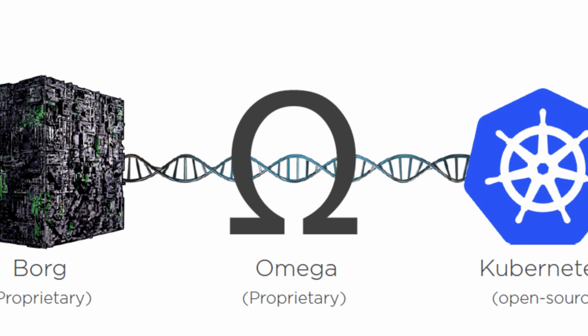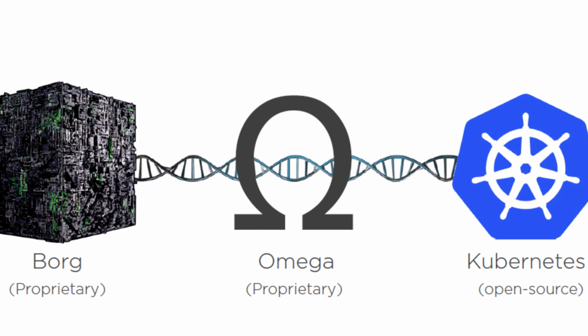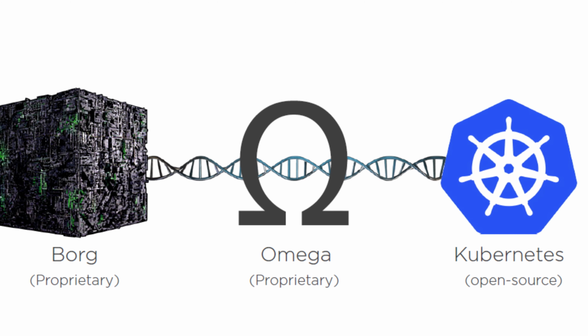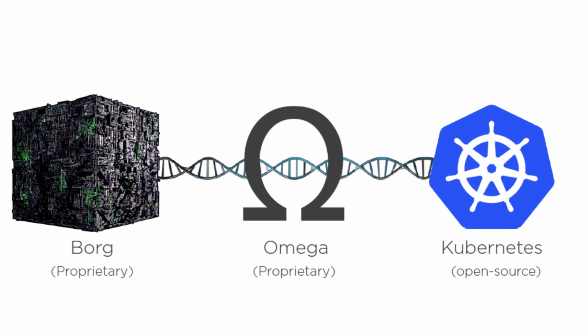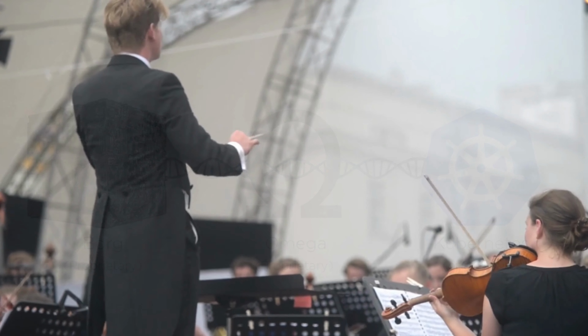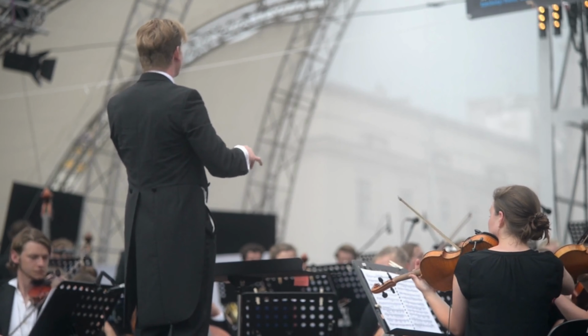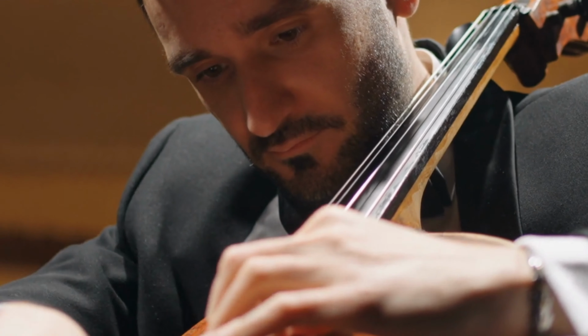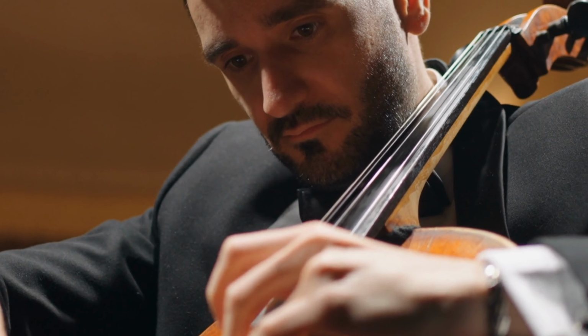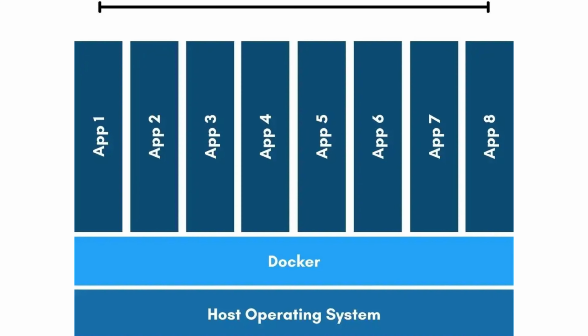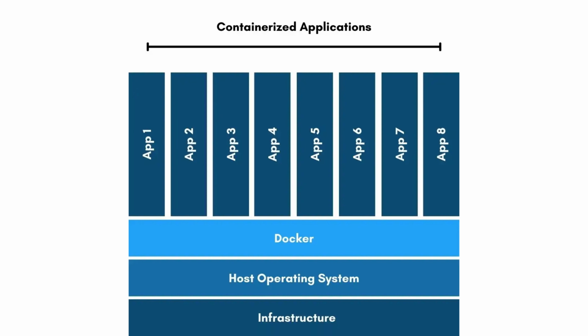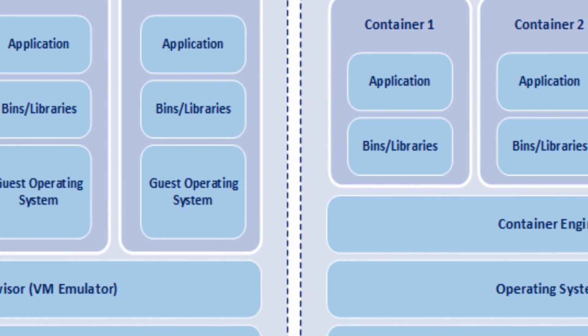Inspired by the success of Borg, Google created an open source version called Kubernetes. There are slight differences between Kubernetes and Borg, but we won't go into the details in this video. Kubernetes is a container orchestrator. Containers in this context are lightweight, standalone units that package application code, dependencies, and runtime settings. They guarantee consistent and efficient execution of applications across various environments by isolating the application from the underlying infrastructure.